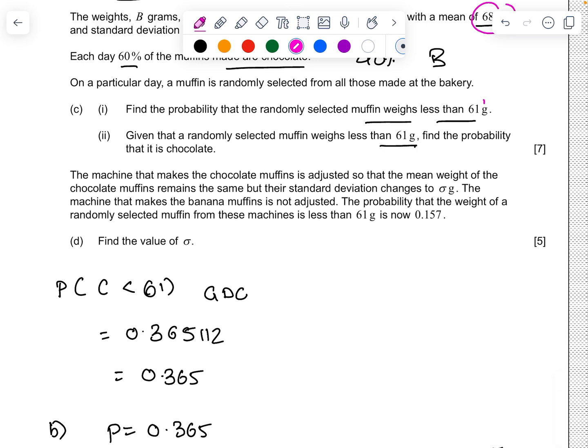Next question. The machine that makes chocolate muffins is adjusted so that the mean weight of the chocolate muffins remains the same, but the standard deviation changes to sigma. The machine that makes banana muffins is not adjusted. The probability that the weight of a randomly selected muffin from these machines is less than 61 is now 0.157. Find the value of sigma.